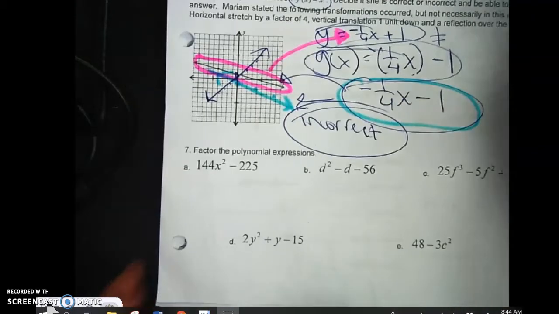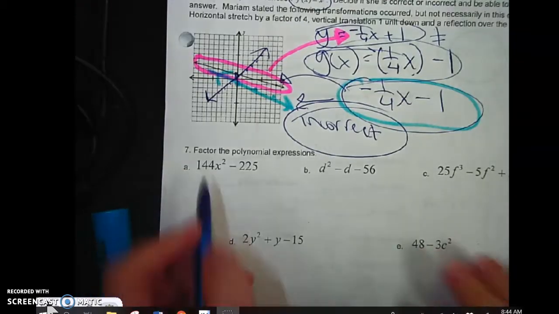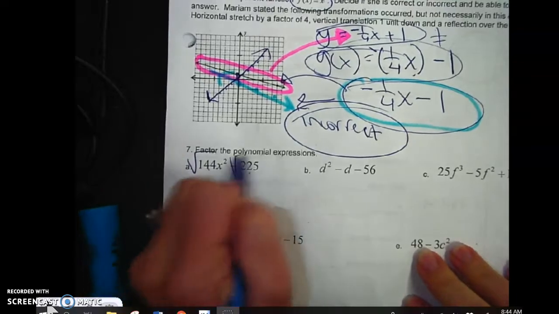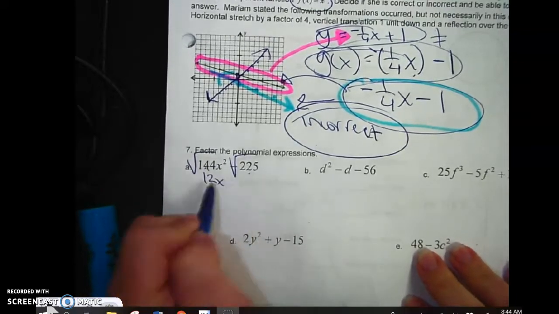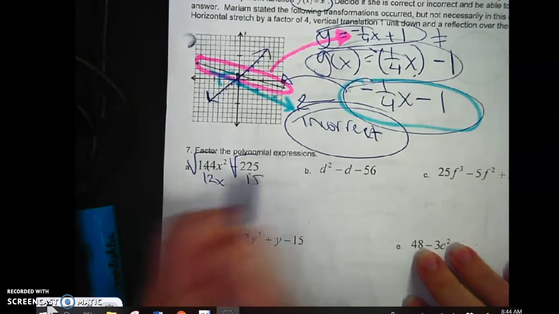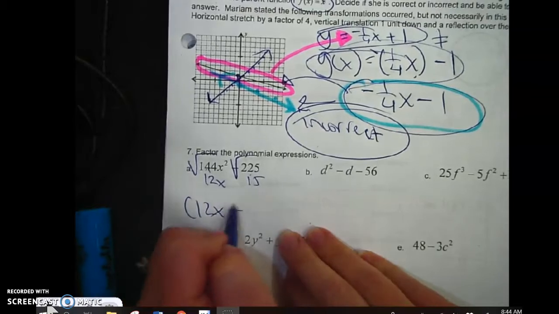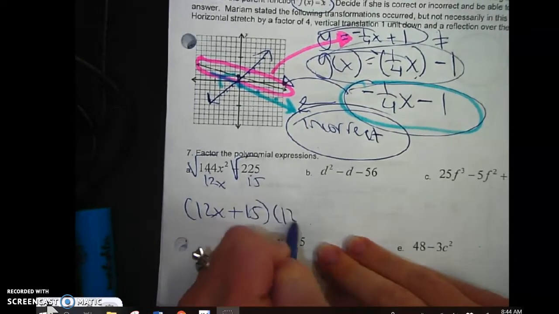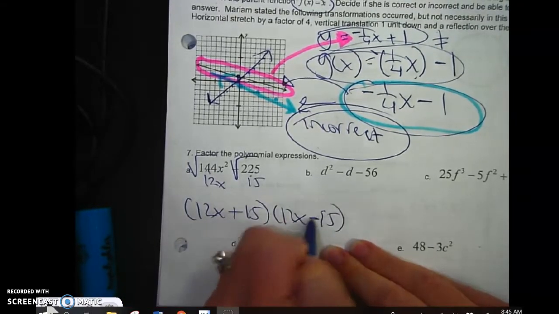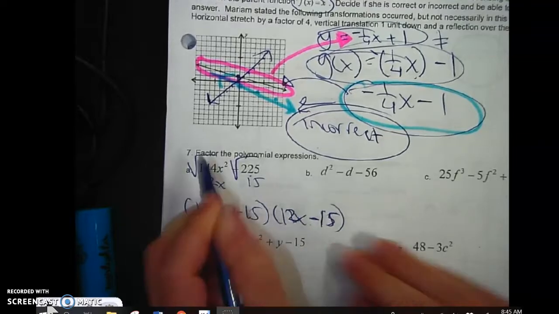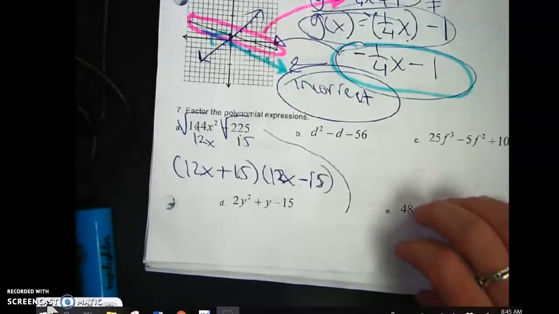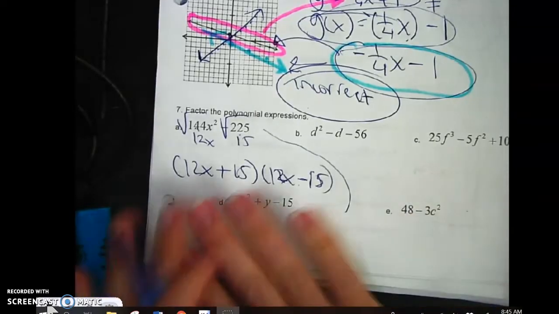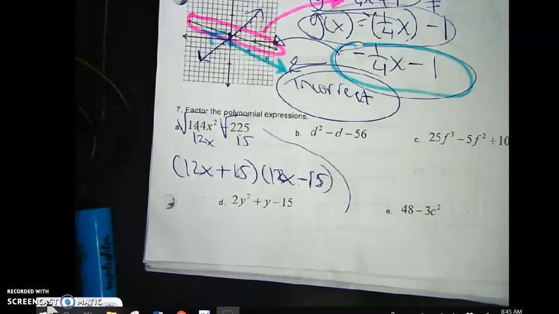All right, a whole bunch of factoring. Looks like 3 points each. So there's 2 of them, and I can square root them. The square root of 144 is 12x. The square root of 225 is 15. One gets a plus, one gets a minus. If you end up seeing a problem like this, and it ends up like this, normally that's good enough. You get your 3 points, happy birthday, you're good.